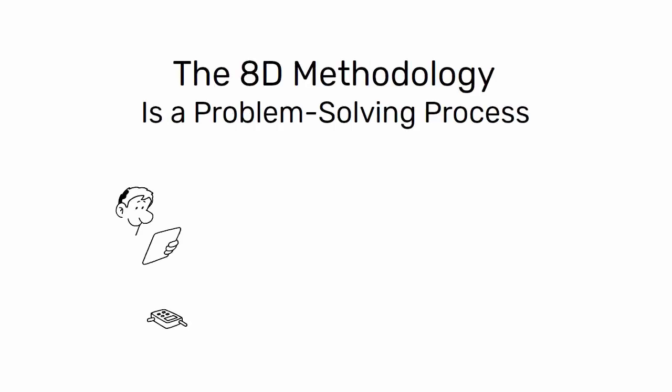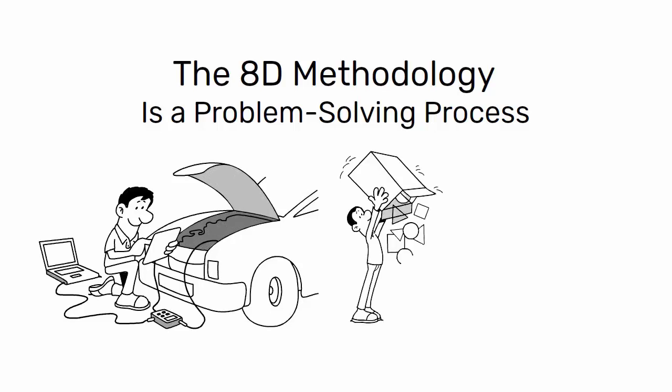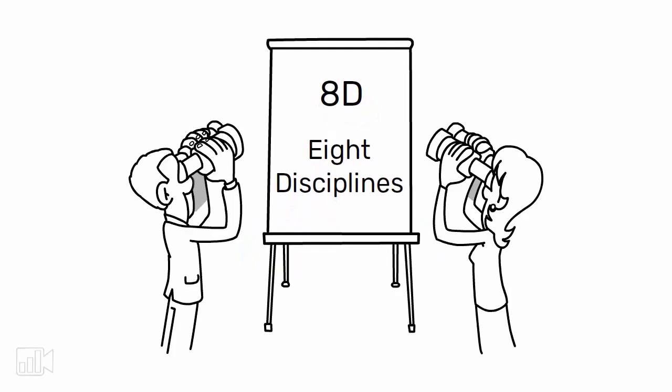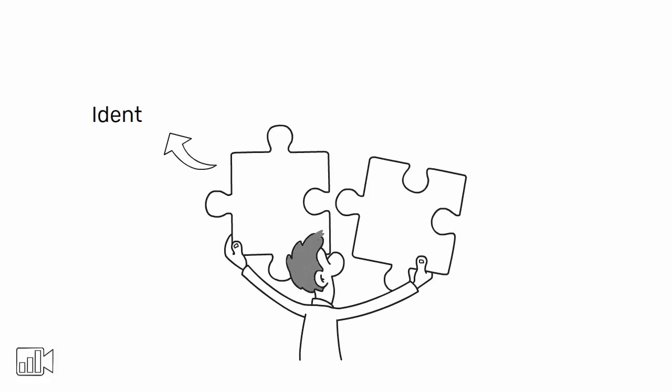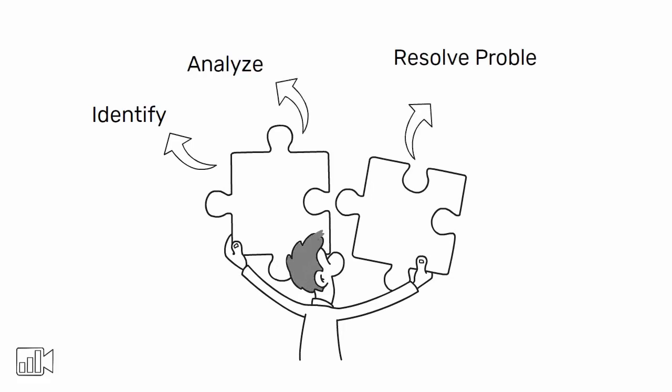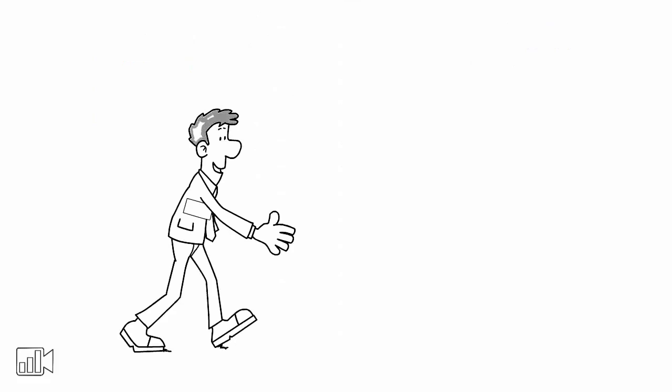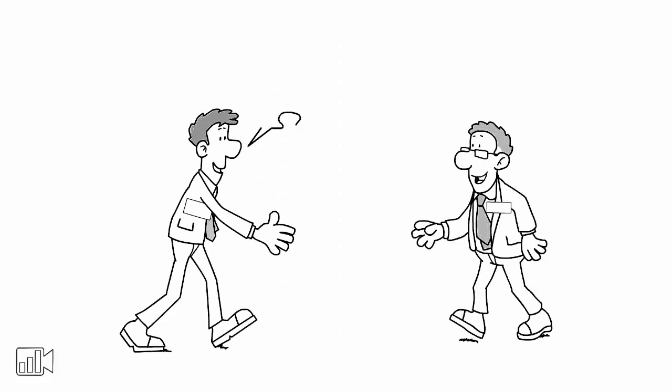The 8D methodology is a problem-solving process that is widely used in the automotive and manufacturing industries. 8D stands for the 8 disciplines of team-oriented problem-solving. The 8D methodology is a structured approach to identify, analyze, and resolve problems in a systematic way. It's designed to prevent the problem from happening again in the future.